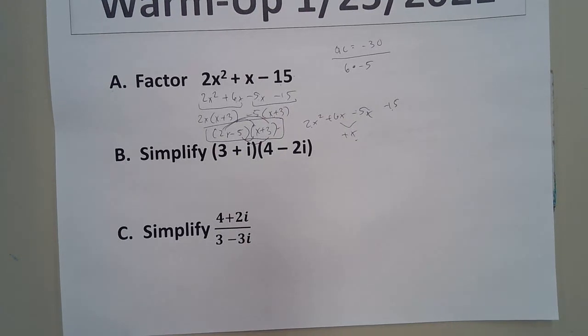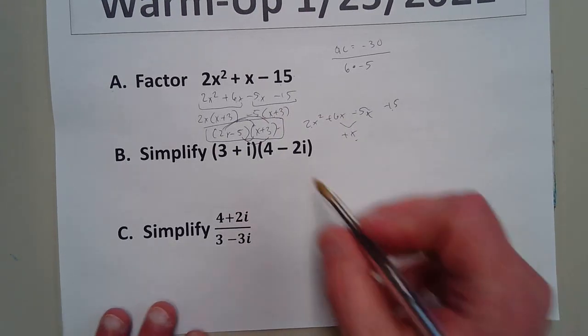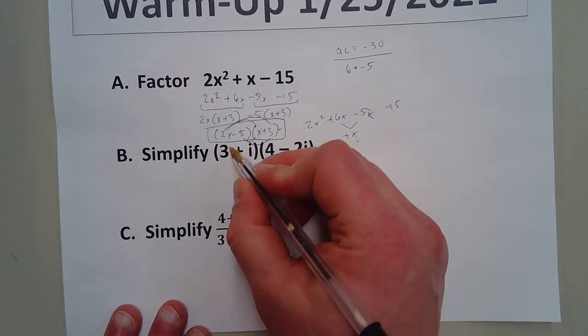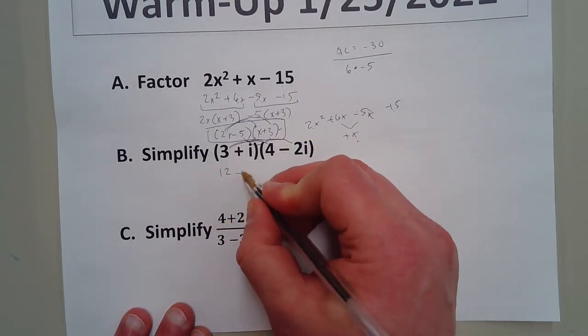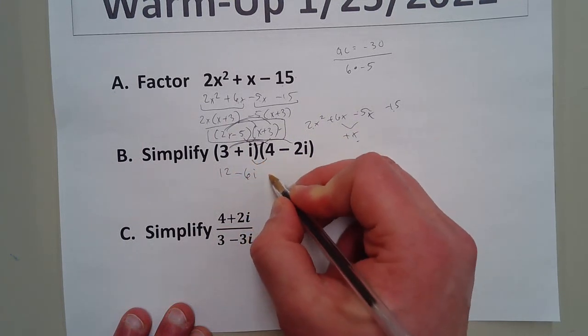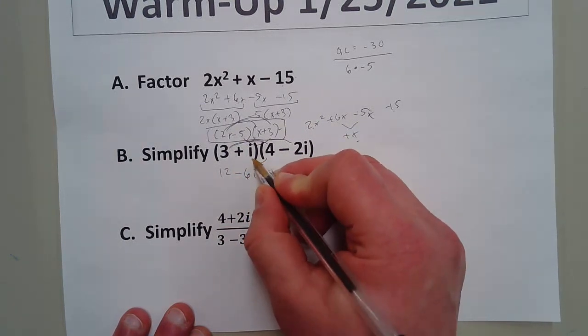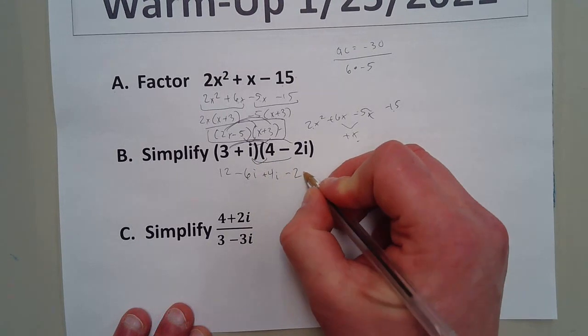All right, so next one. Distributive property with imaginary or complex numbers in this case. So we're still going to do our distributive properties. We're going to do 3 times 4 is 12. 3 times a negative 2i is a negative 6i. This will be a plus 4i. And this will be a minus 2i squared.